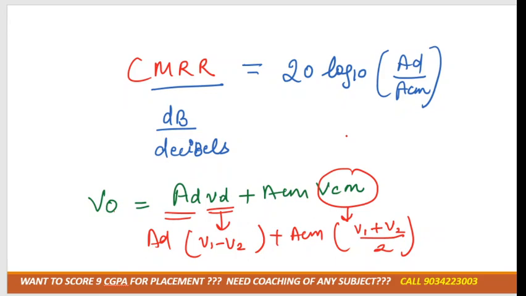So if V1 is equal to V2, then ideally the output should be 0. Clear this thing?